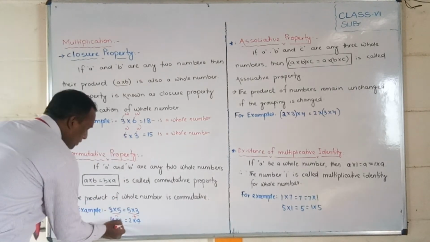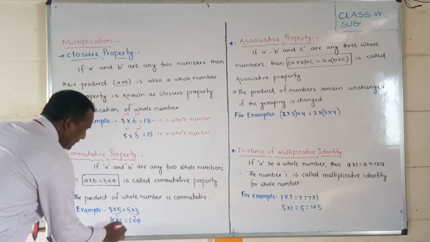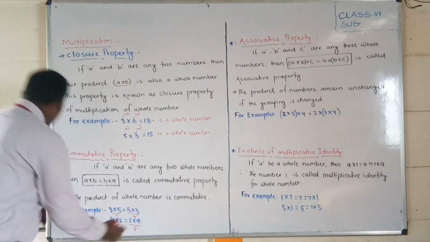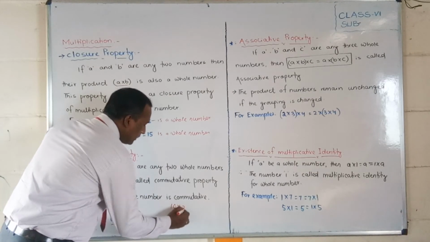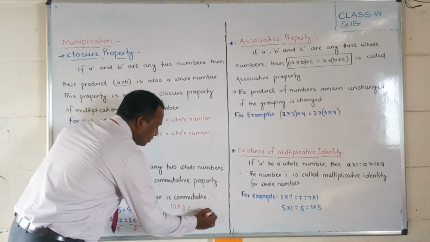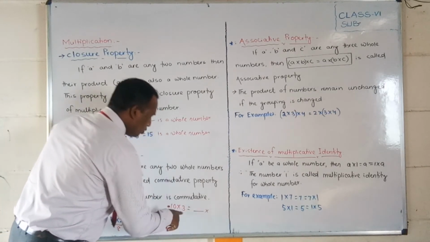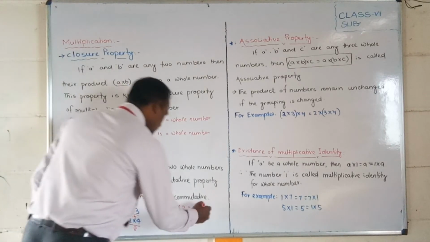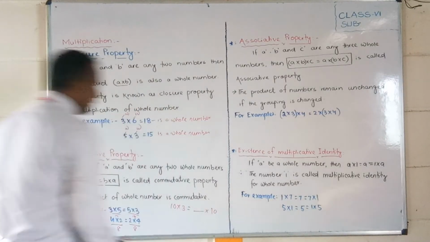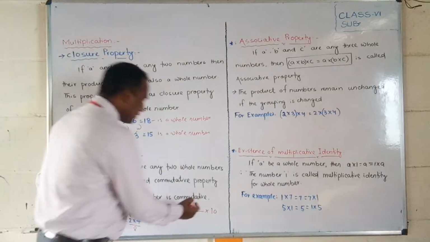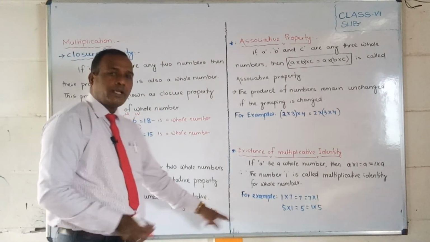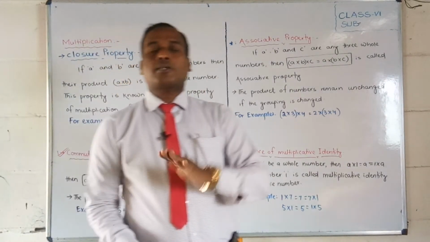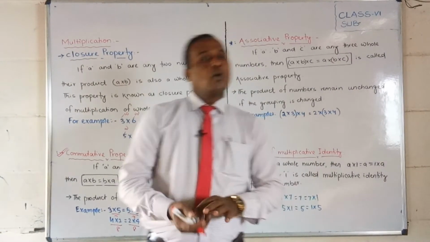Now look at here, students, 4 into 2 is 8, 2 into 4 is 8. So both values are the same. If I say 10 into 3 is equal to dash into 10, what will you say? Now we will say the answer is 3, because 10 into 3 is equal to 3 into 10. Commutative law is satisfied in the multiplication of whole numbers.